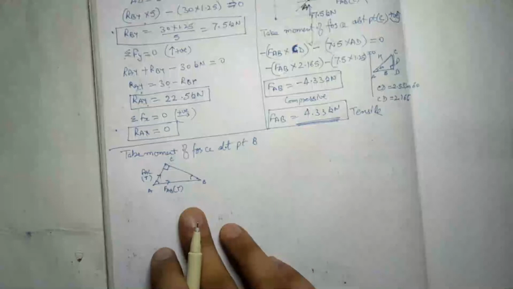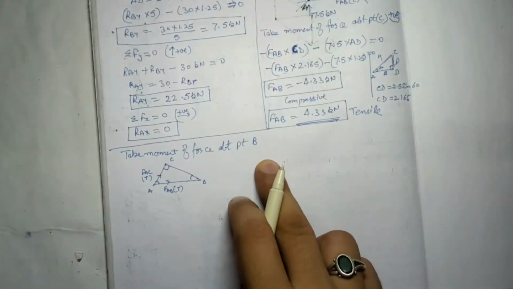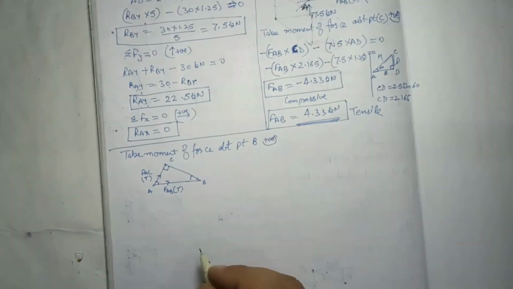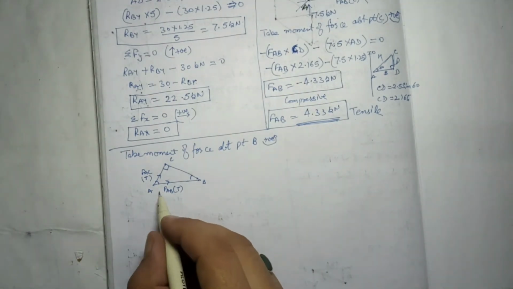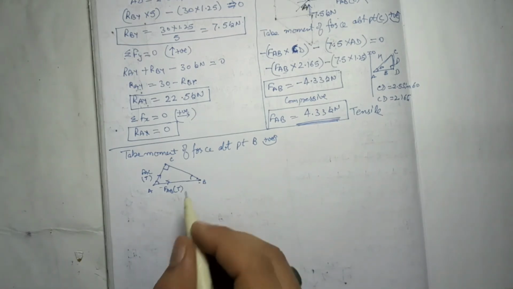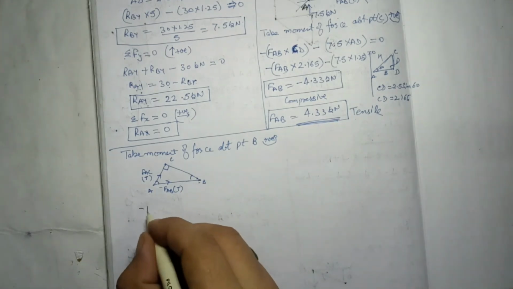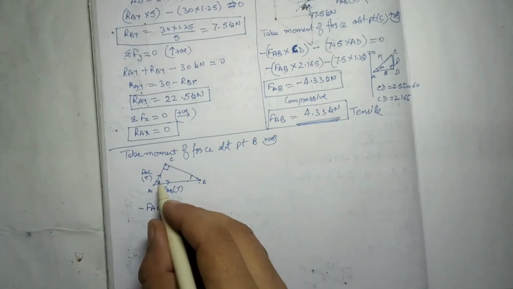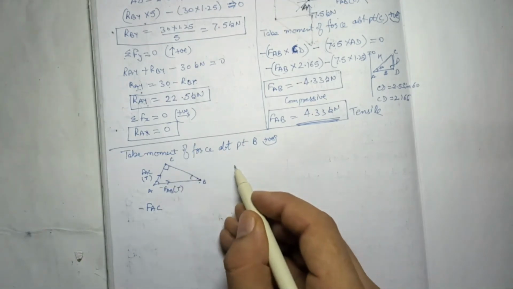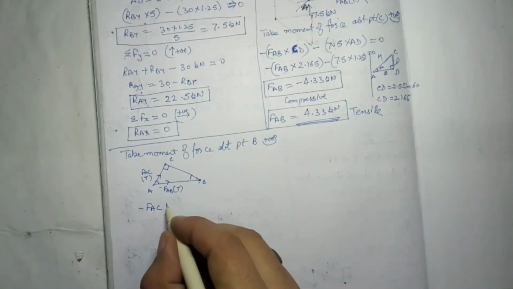Now after this, we will find the moment about point P. Again I'm taking anti-clockwise positive. So about point B, FAB will be 0 because it is passing through point P. So I can say minus FAC. Why minus? Because about point B, FAC is going clockwise. So FAC into the perpendicular distance.